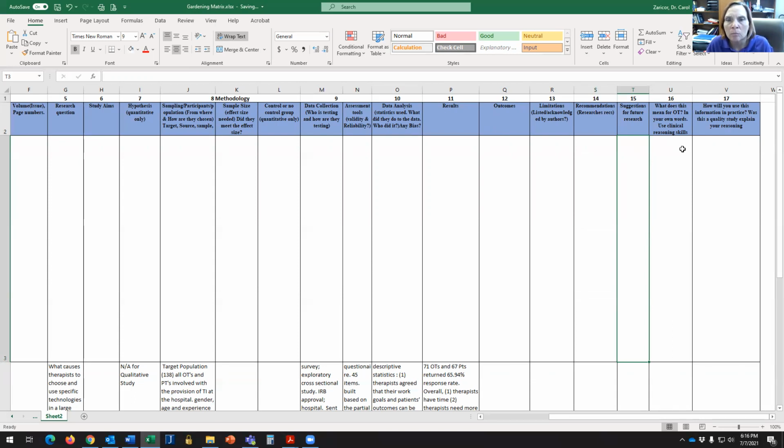And then number 17 is, how would you use this information in practice? Was this a quality study? And explain your reasoning. So this is where you would put any limitations that you personally saw. What's missing from the study? What did you find not there, or what was there that shouldn't have been there? That type of thing. So that's what you're going to look for in that column.